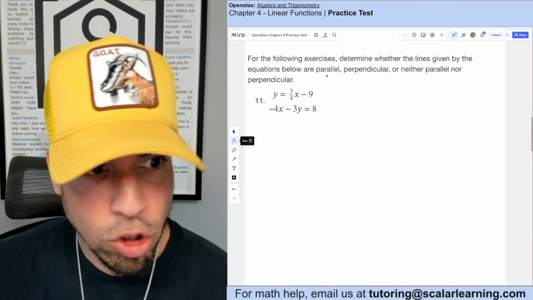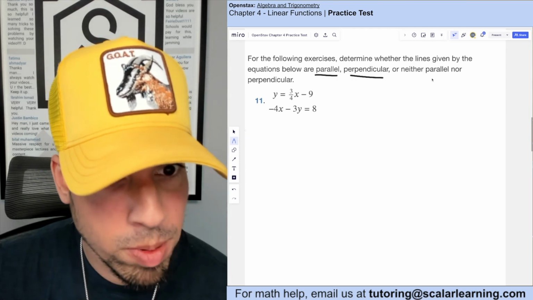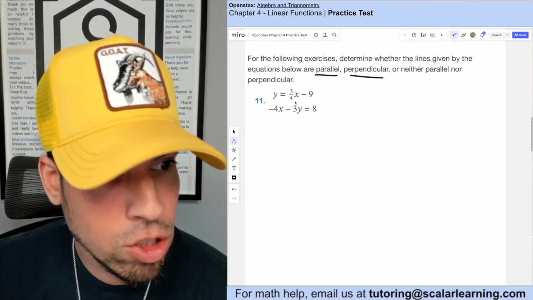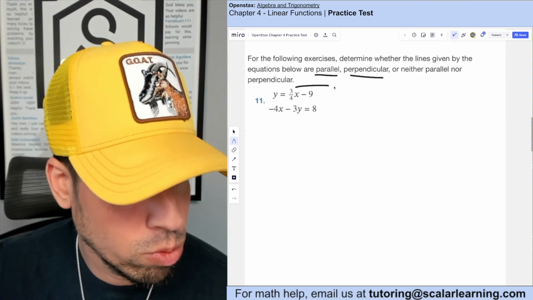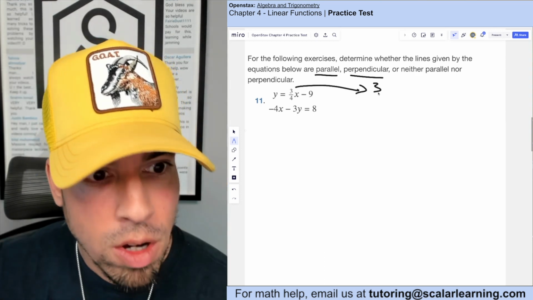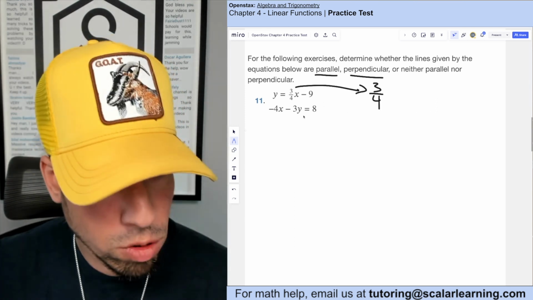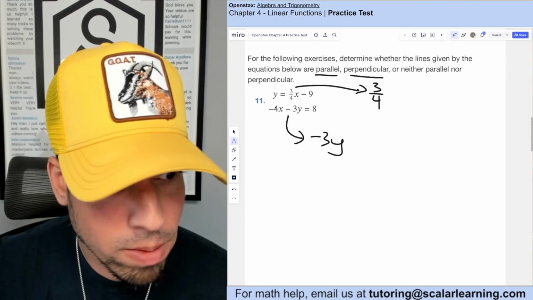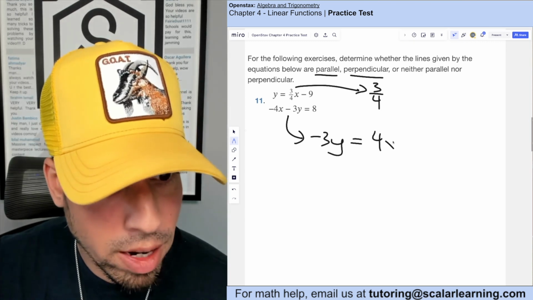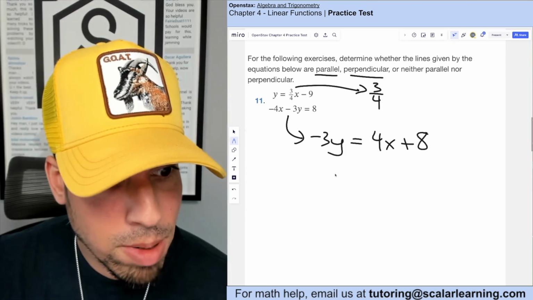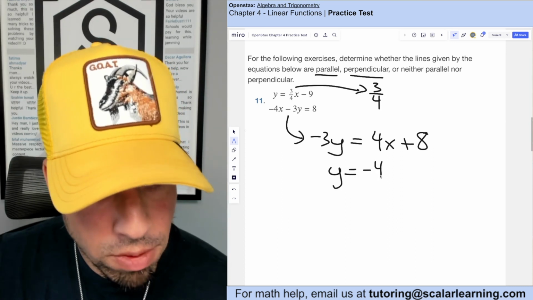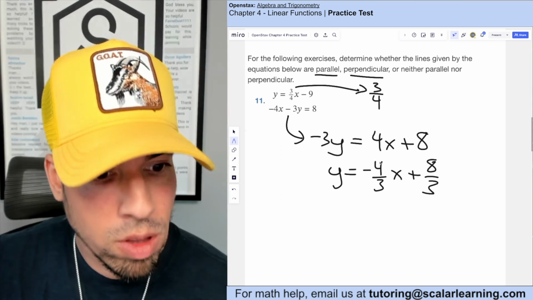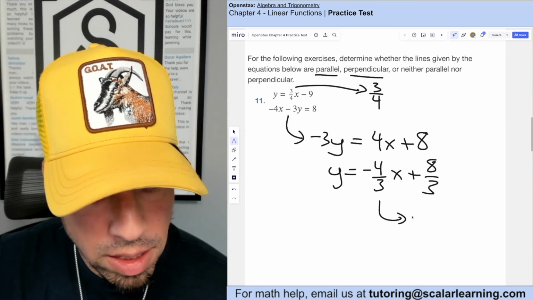Boom, done. So here we're determining if these lines are parallel, perpendicular, or neither. So I like this top equation because I've got it in slope-intercept form, because to make this determination, we really have to look at the slope, that value multiplying the x when we're in slope-intercept form. So to get this one into slope-intercept form, I'm going to isolate that y. So first, I'm going to add 4x to both sides. Then I'm going to divide by -3, which gives me -4/3 x plus 8 divided by 3. Okay, so this one has a slope of -4/3.